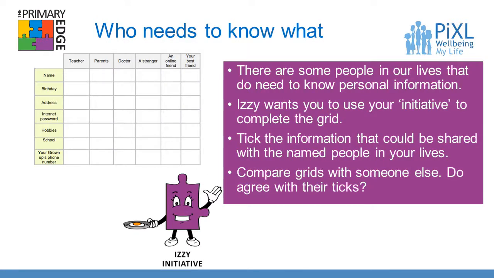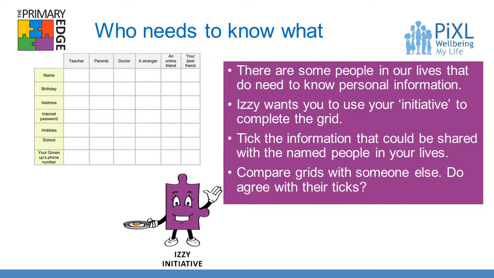Okay then, so let's finally have a look at this grid. This grid is on your portfolio as well for you to tick off. So, who needs to know what? Okay, so there are some people in our lives that do need to know our personal information. Izzy wants you to use your initiative to complete the grid. Tick the information that could be shared with the named people in your lives.